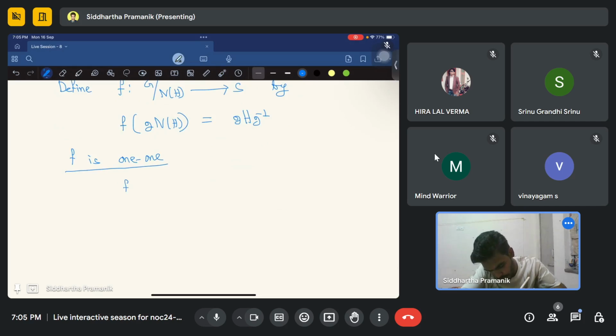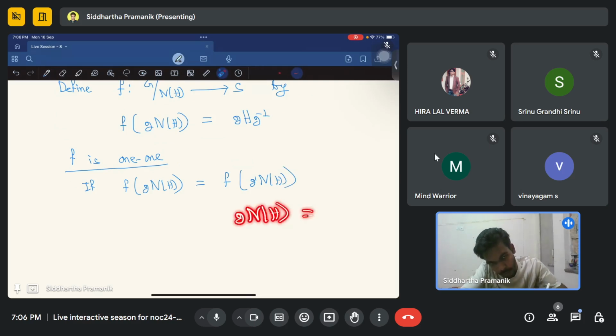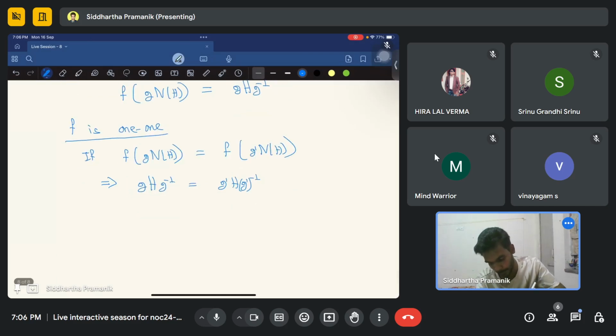So if f of gNH equals f of g'NH, then we need to show gNH equals g'NH to show it is 1-1. So it is by definition. This implies g h g inverse is equal to g' h g' inverse, by definition of f.